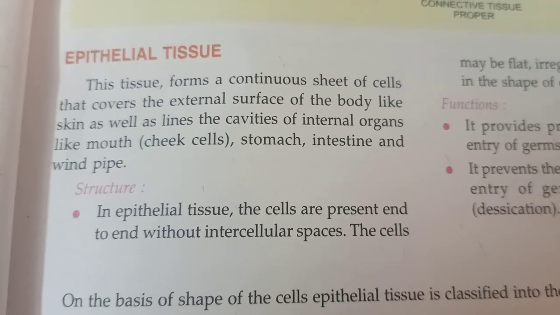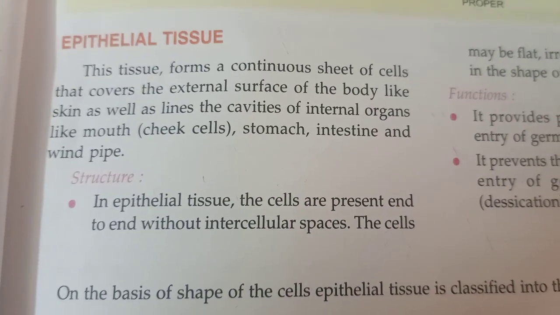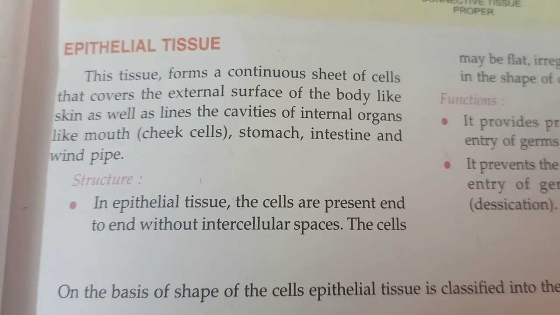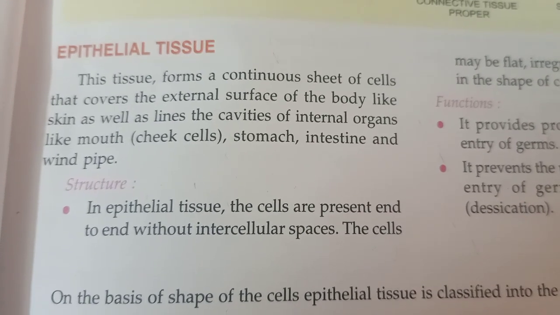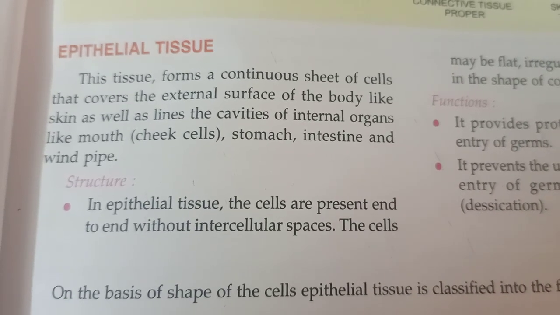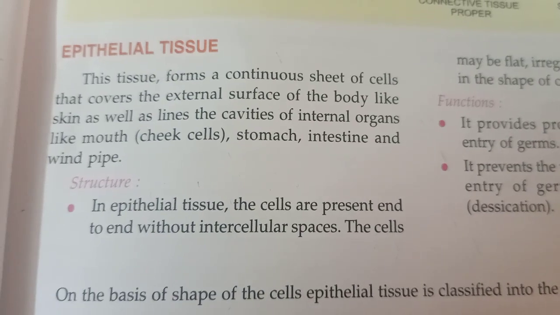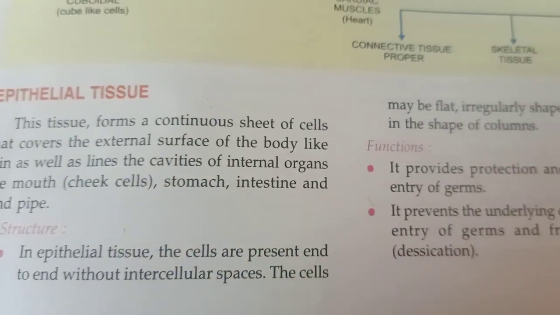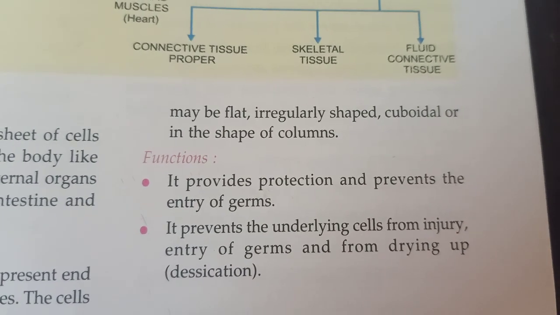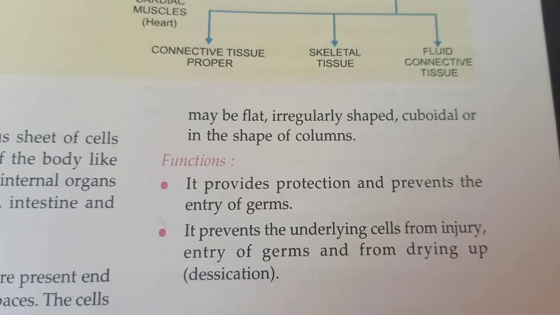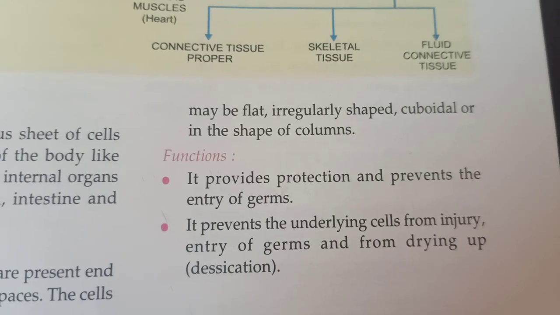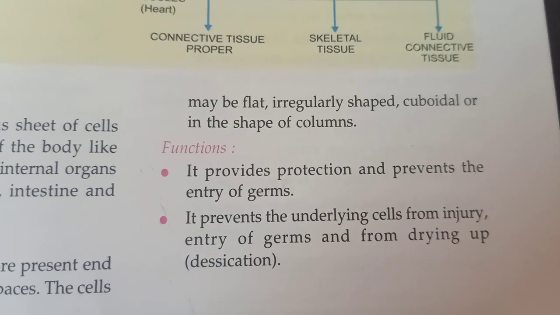Now we see the structure of epithelial tissue. In epithelial tissue, the cells are present end to end without intercellular spaces. Now we can say that the cells of the epithelial tissue are so close to each other that there are no intercellular spaces between them. The cells may be flat, irregularly shaped, cuboidal, or in the shape of columns. They may be flat, they may be cuboidal in shape, or they may be irregularly shaped, or they may be in the shape of columns.